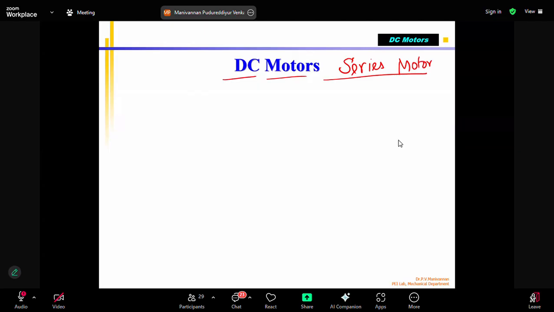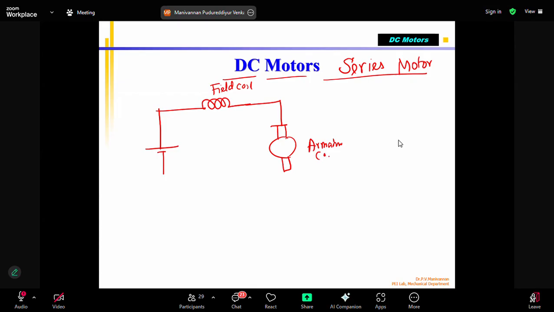So the next type of motor is the series motor. A series motor is generally represented with its power supply like this. You have the field coil, this is the armature coil, and this is the symbol. This is connected to this one, plus and minus. This is my V supply.